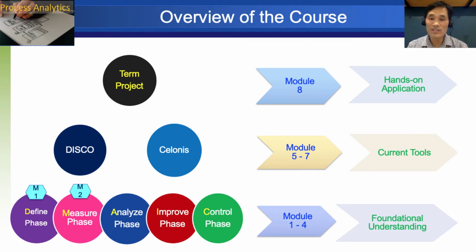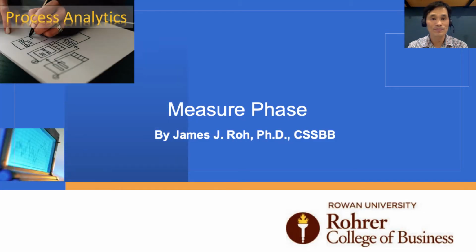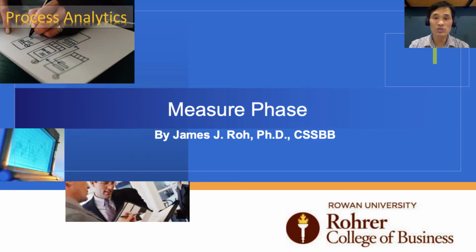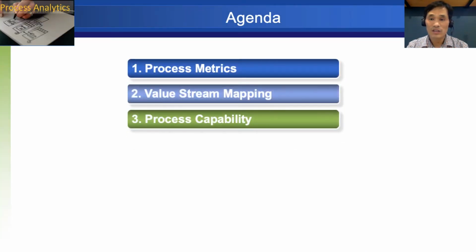A number of things can be measured, but we need to focus on the vital few because data collection is costly and time consuming. We cannot emphasize enough the importance of measuring the right data in the right way. Module 2 pertains to the measure phase. In this phase, we will lend our attention to three things. First, we'll learn about process metrics, then value stream mapping, then process capabilities.